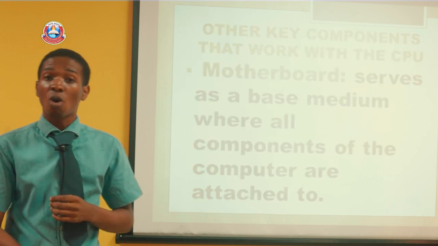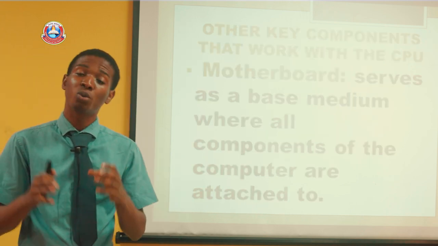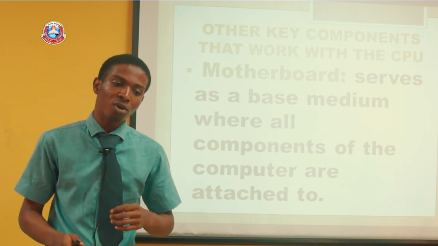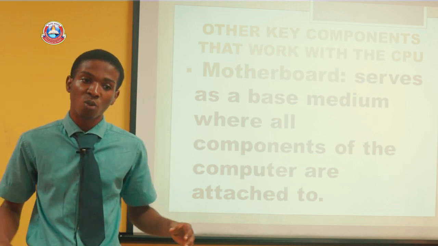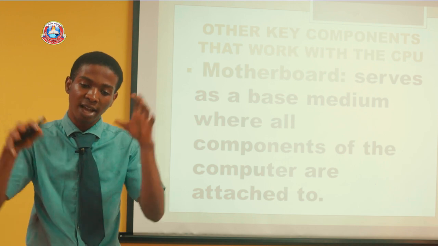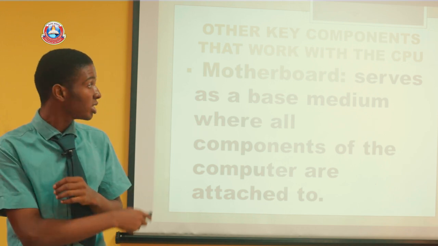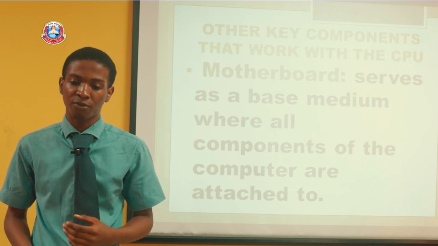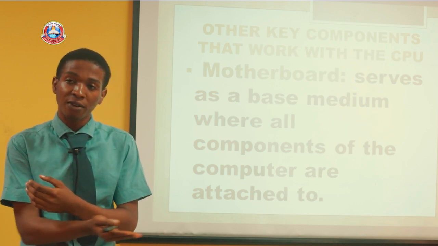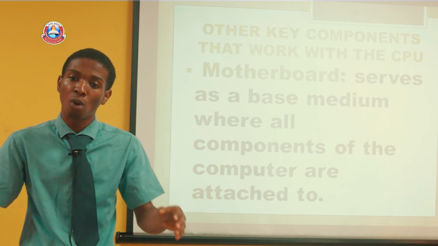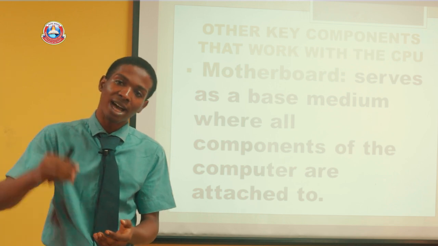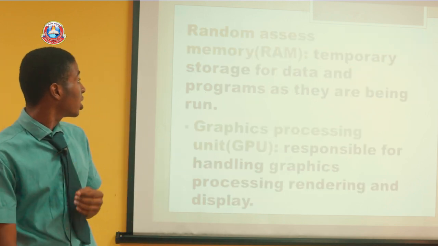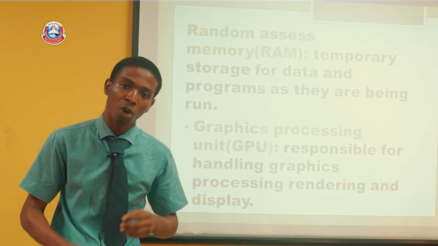So we're going to look at other key components that work with the CPU. The first one we have is our motherboard. So our motherboard is the chassis where all the parts of the computer is installed. We're going to look at a diagram before we close. But if you open your computer system, or if you go and repair a phone, you're going to see a flat green board where all the parts of the computer are attached to. That is our motherboard. The next part of our computer we have is the random access memory, our RAM.